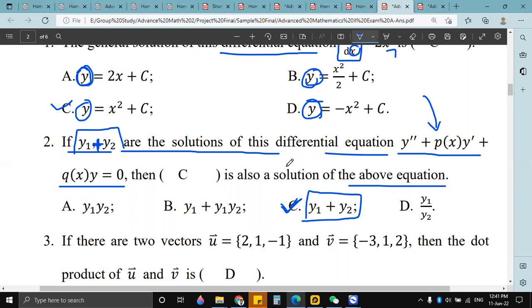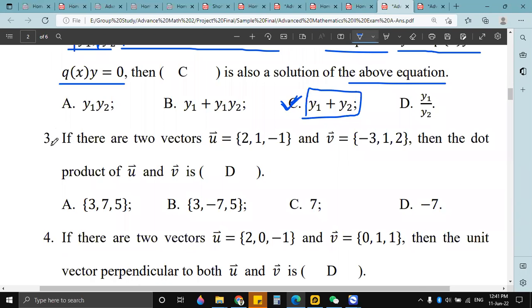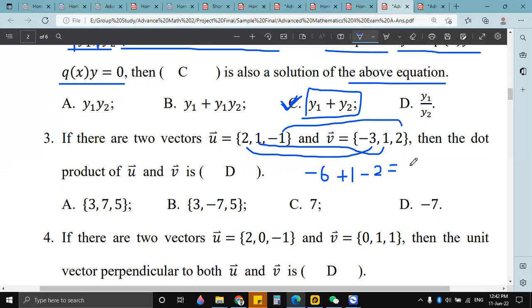So now let's see the third question. If there are two vectors u and v, then what is the dot product of u and v? So we just need to multiply the components. Minus 3 multiplied by 2 is minus 6, and then 1 multiplied by 1 is plus 1, and then minus 1 multiplied by 2 is minus 2. So we get minus 7, right? We get minus 7. So this is the answer.